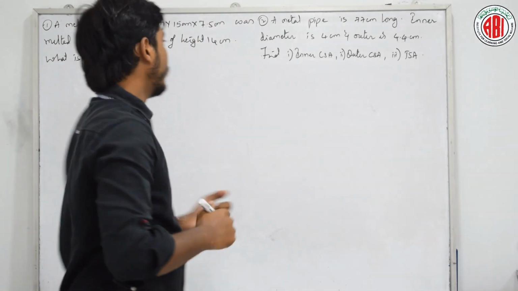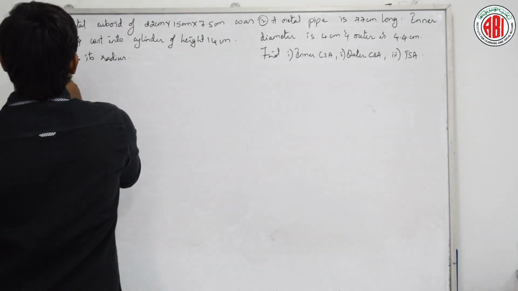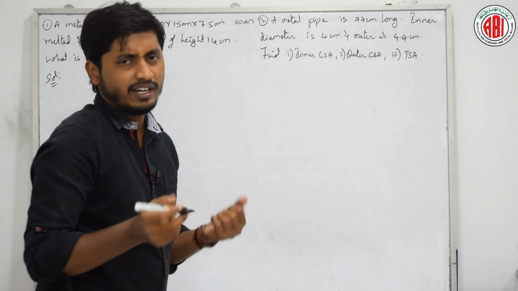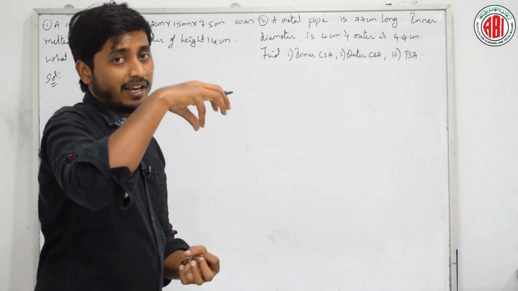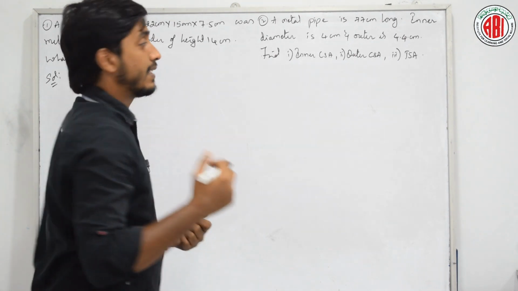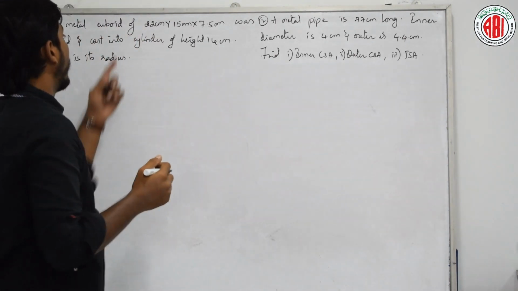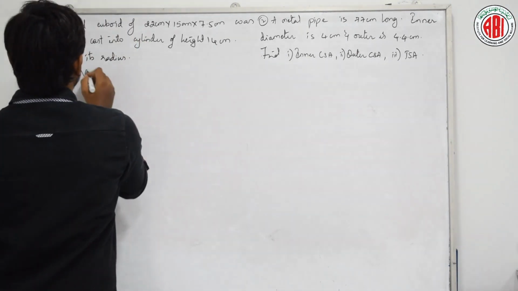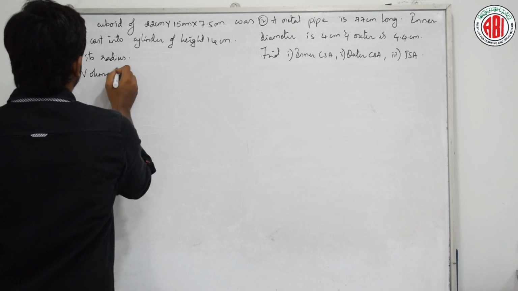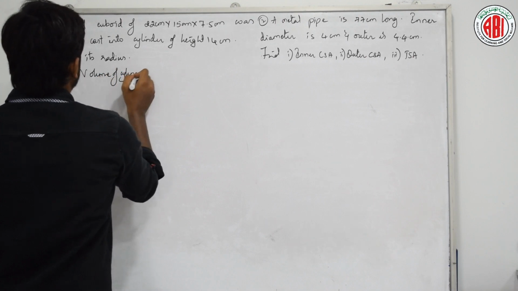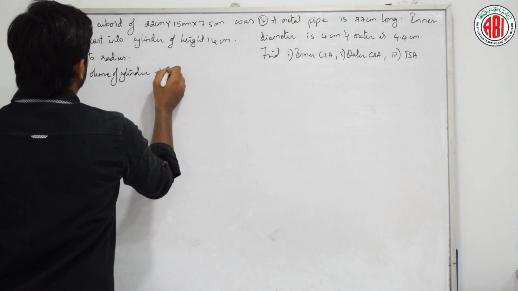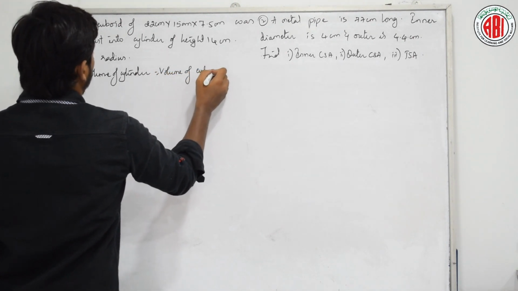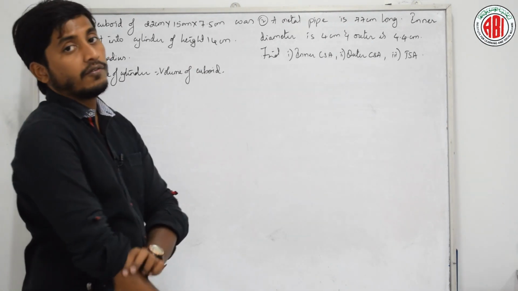See here, first of all what we have to do: we have to find the volume of the cuboid, because the same metal is used in both, therefore the volume will be the same. The volume of cuboid is equal to the volume of cylinder. Just write it directly, it would be better. Volume of cylinder is equal to volume of cuboid.